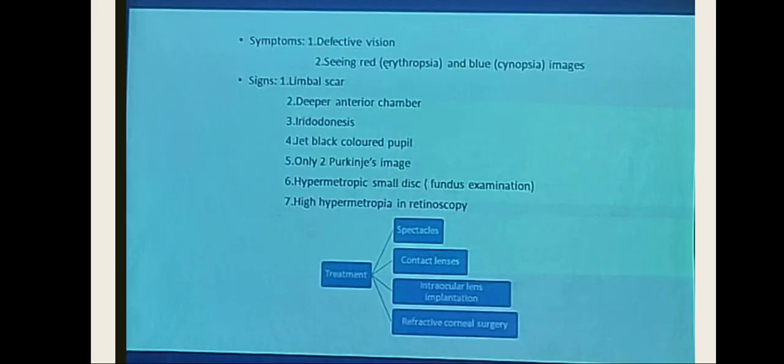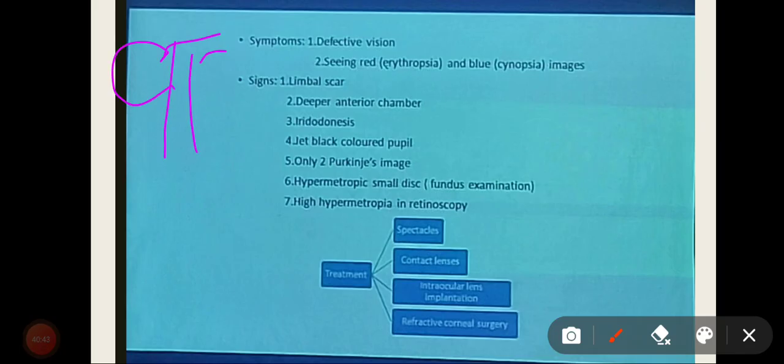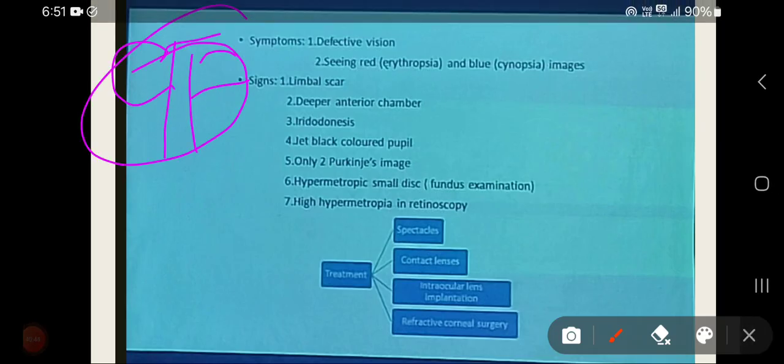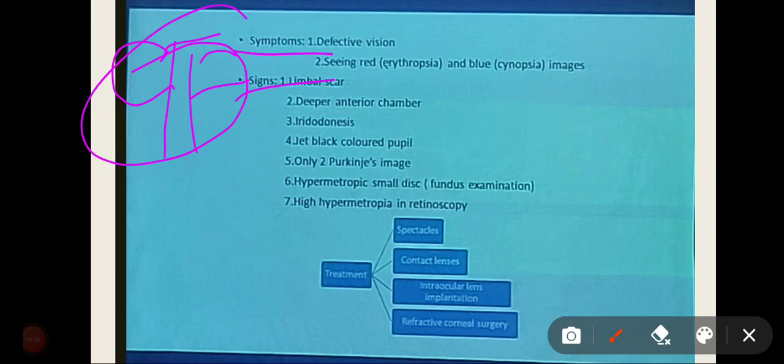Some clinical features. About clinical features, we have to discuss signs and symptoms. Symptoms: defective vision. The main symptom in aphakia is marked defective vision for both far and near, due to high hypermetropia and the absence of accommodation.